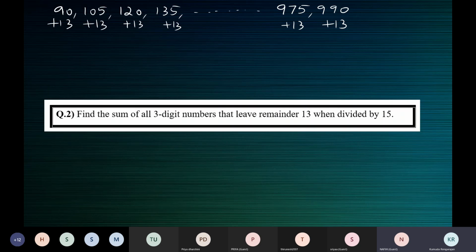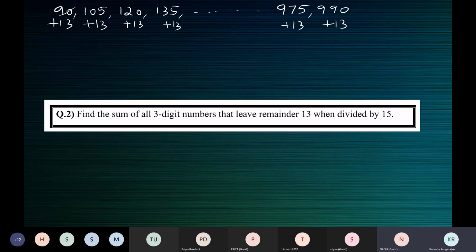Now, 90, 105, or let me start from 105. 105, 120, 135, and so on up to 990. These are 3-digit numbers that are exactly divisible by 15. Add the remainder to these numbers.